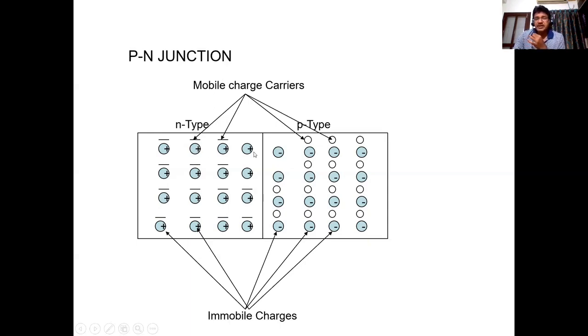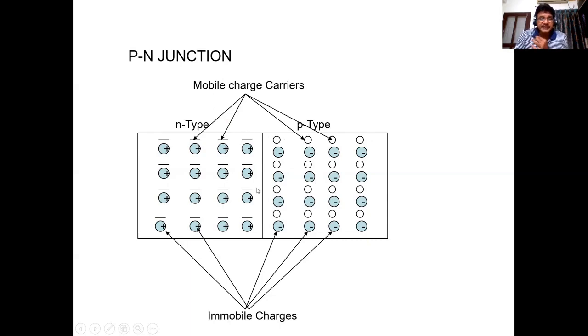So in N-type semiconductor, we have more electrons, and in P-type semiconductor we have more holes. Corresponding to every electron, we have immobile ionized donor atoms. Corresponding to every hole in P-type, we have an immobile ionized acceptor ion. So these are immobile charges. These are the only mobile charges.